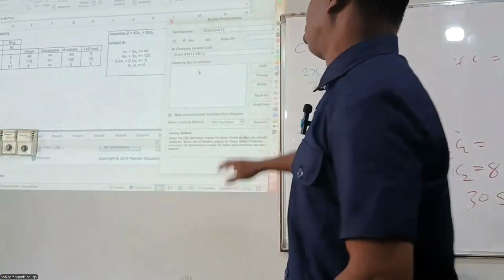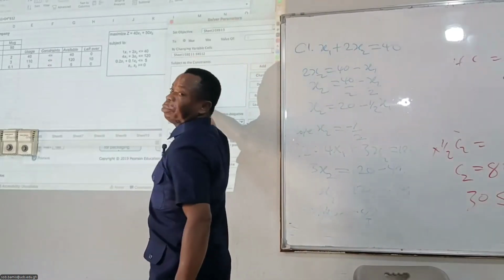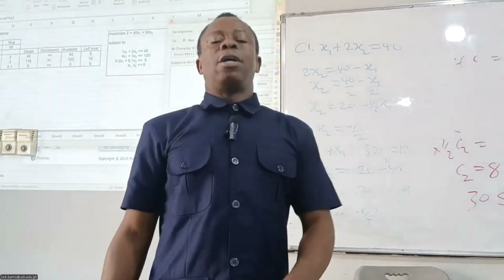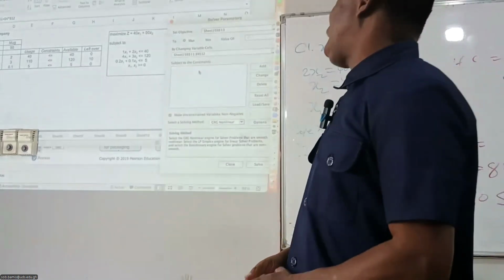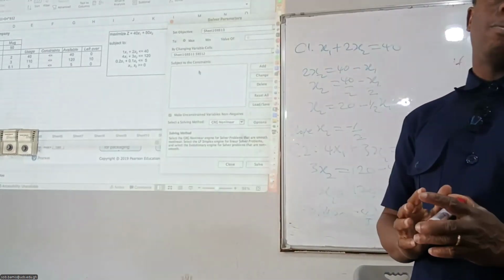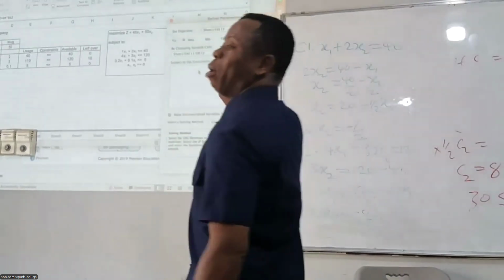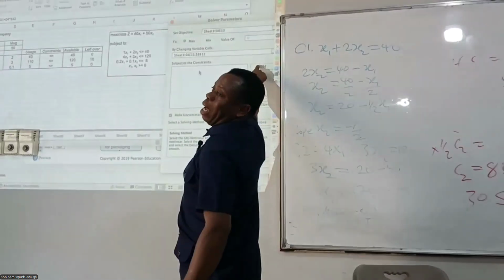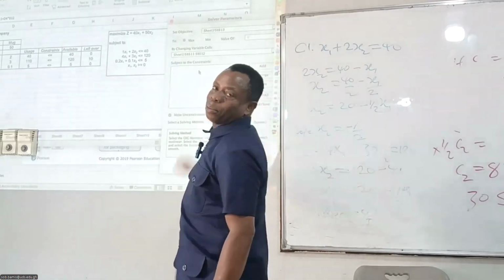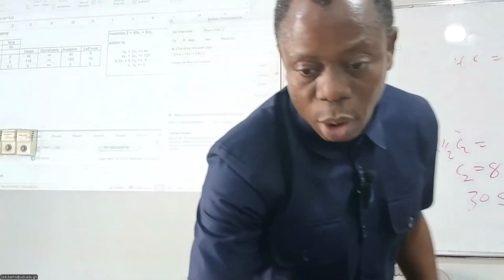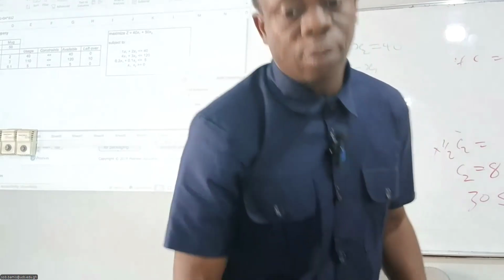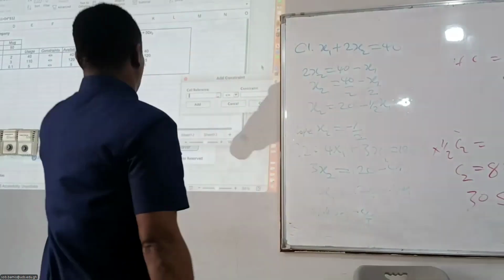The next is subject to constraint. So I click on the constraint box, this one. Now over here, I have to add the constraints one by one. Remember, we have three main constraints. So if I want to add constraint, I click on add. So once I click on add, this will appear.